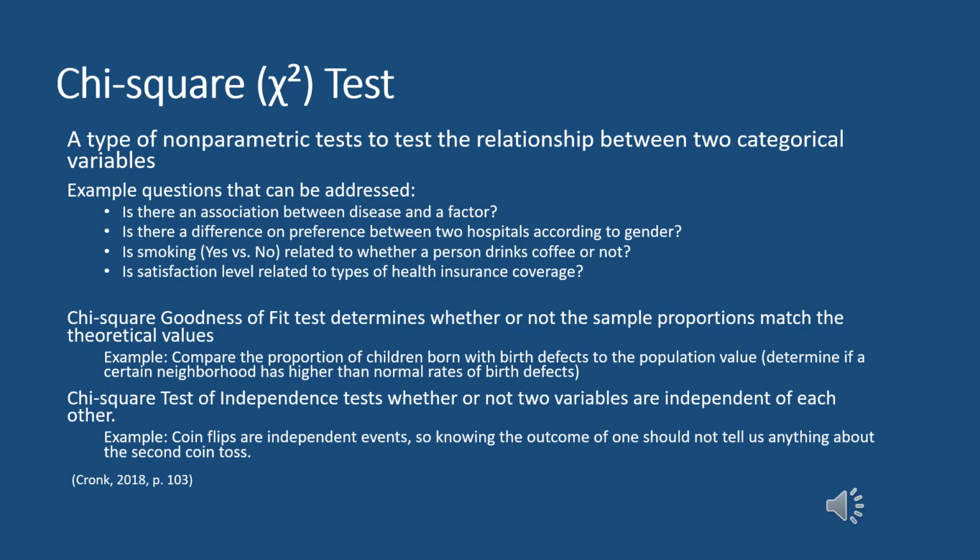So the chi-square goodness of fit test determines whether or not the sample proportions match your theoretical values. So this would be similar to comparing the proportion of children born with birth defects to the population value. So you may want to determine if a certain neighborhood has higher than normal rates of birth defects. The chi-square test of independence tests whether or not two variables are independent of each other. For example, coin flips are independent events, so knowing the outcome of one should not tell us anything about the second coin toss.